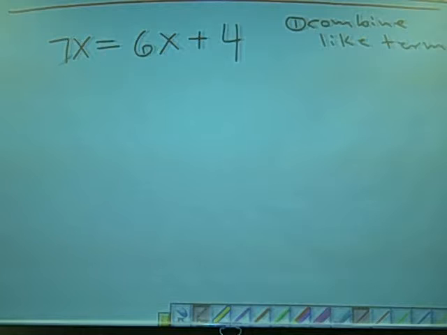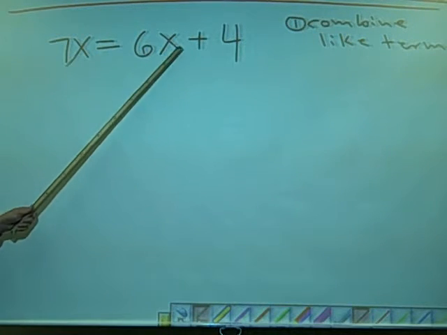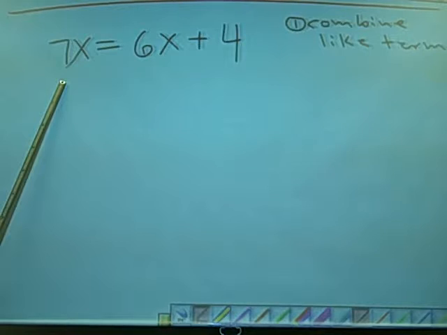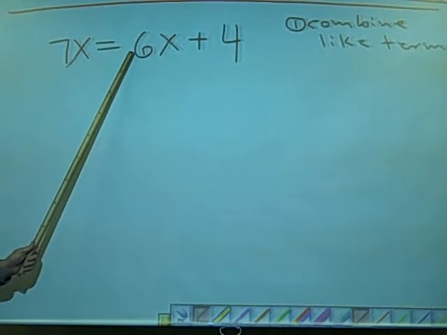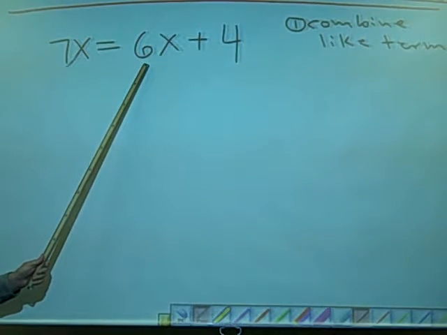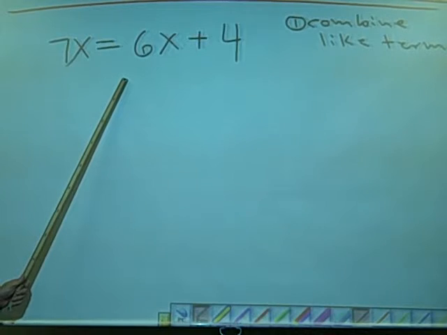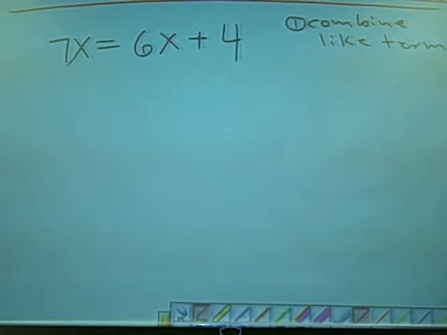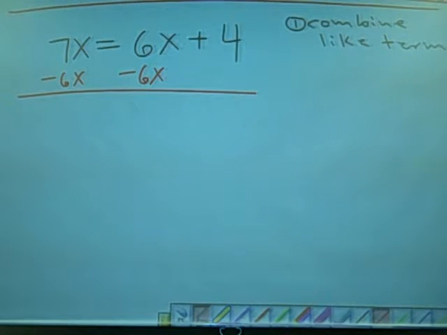So that means we've got to get this 6x over here. Well, one way we could do that, see this is a positive 6x. Well, what would make that 6x become a 0 and move over here? Yeah, minus 6x, right? So we apply minus 6x, minus 6x. And so 7x minus 6x, that's what? 1x. So the 6x's, they go to 0, right?